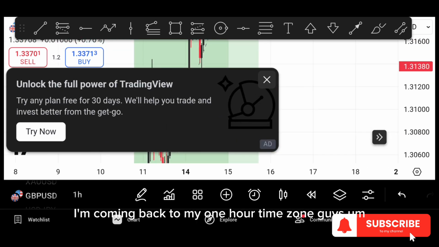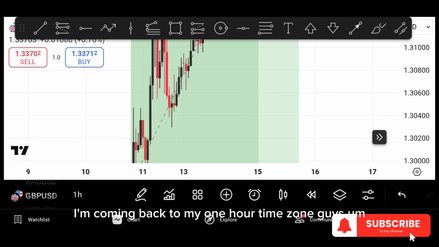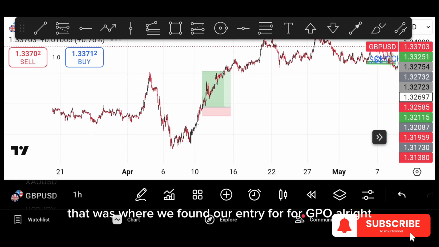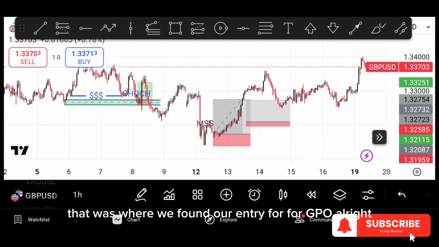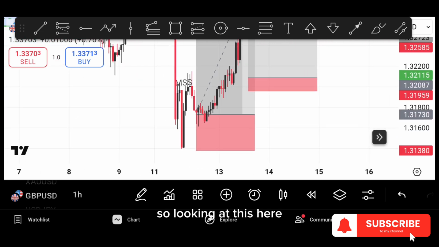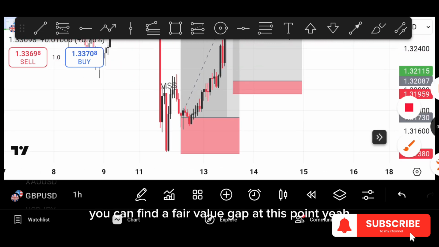Now, coming back to my 1 hour time frame, guys, that was where we found our entry for GBPUSD. Alright? So looking at this here, you can find a fair value gap at this point.